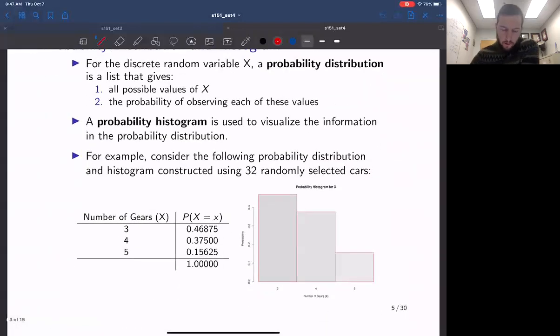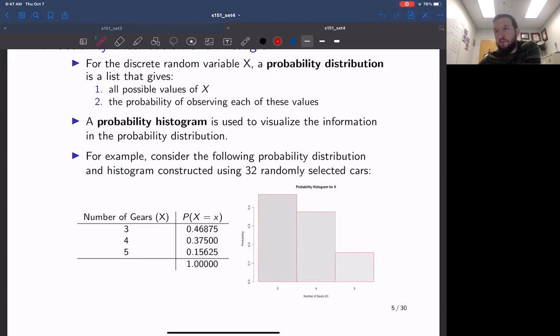Okay, so for example, every discrete random variable, capital X, has a probability distribution that's associated with it. The probability distribution represents the probability that X takes on each of its different possible outcomes. So for example, let capital X count the number of gears that are available within a certain set of cars. There are 3 different possibilities for the number of gears that we might observe in a set of cars, and they are 3, 4, 5.